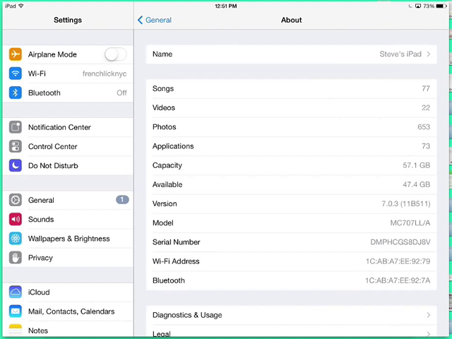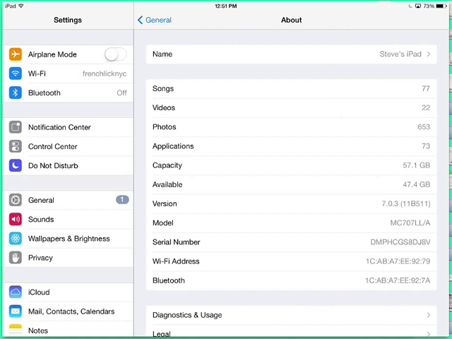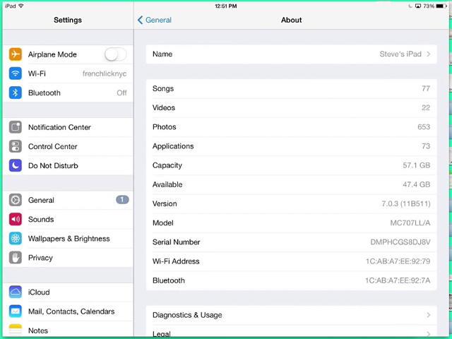About the 8th one down where it says version, it tells me that I'm running 7.0.3. Okay, that is important. 7.0.3. Right there, that's important. Okay, above that, it tells me the capacity of my iPad is 57 gig, and I've got 47 gig available.